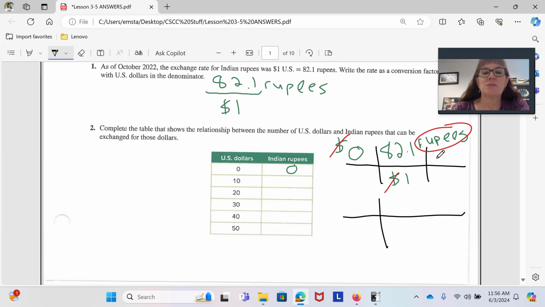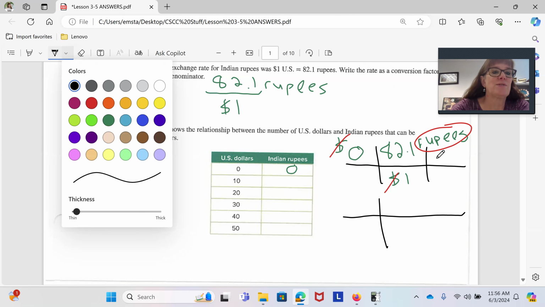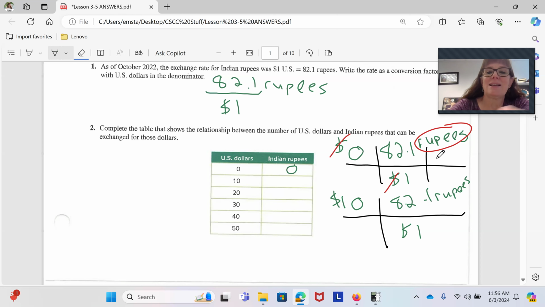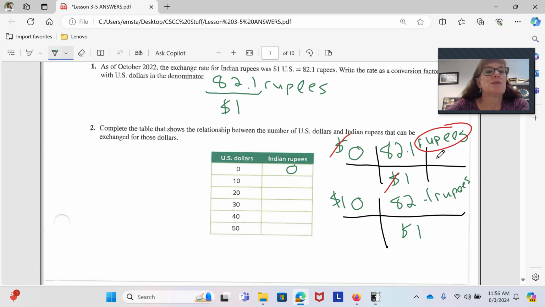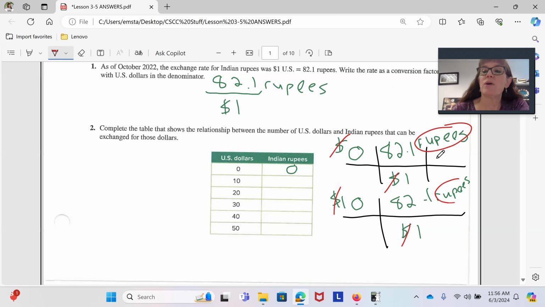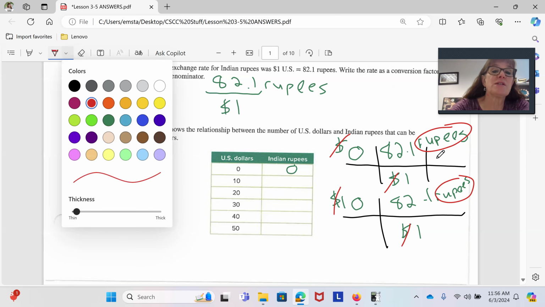The next conversion wants me to convert $10 of US dollars. So I'm going to start with $10 here. Put my conversion factor with the $1 on the bottom and 82.1 rupees on top. I don't know if there's a shorthand way of writing that, so I'll just leave it. I have an extra decimal in there I need to get rid of. Again, we show that the dollars cancel. I'm left with the label I wanted, and then all that's left is to do the arithmetic.